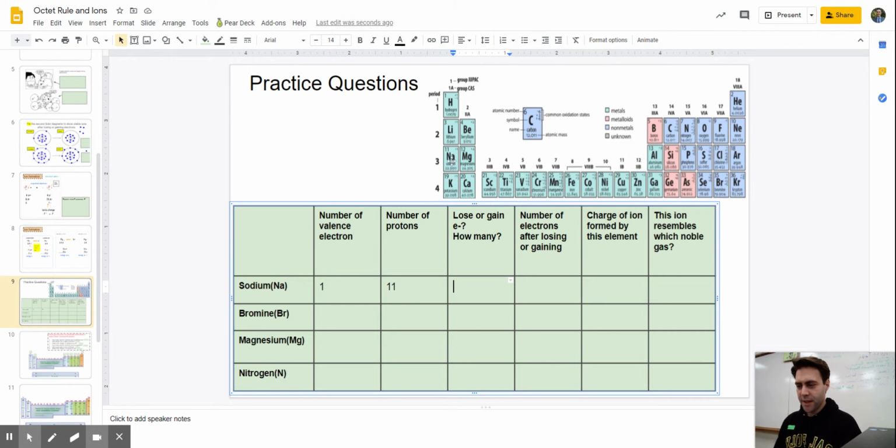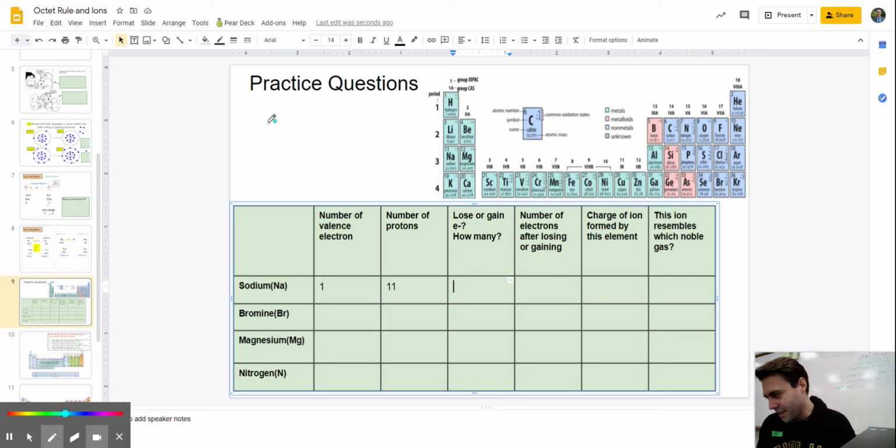And how many? So like I said, sodium is an alkali metal. And when you hear metal, I want you to think lose electrons. So sodium is going to lose electrons. Sodium has one valence electron. It's in group 1. It's going to give up 1 to become just like neon. And I'll write out neon again.